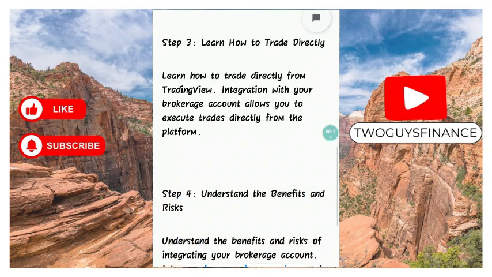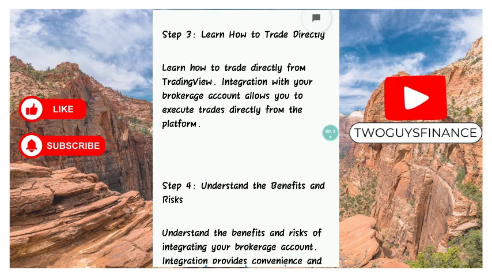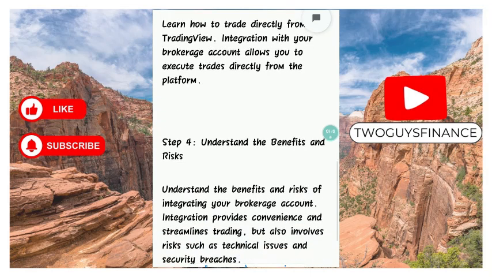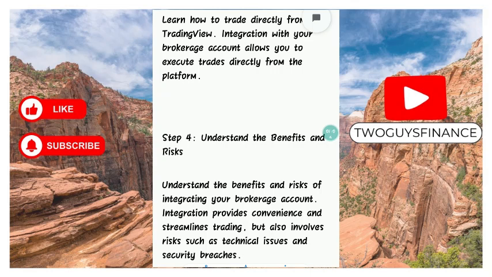And the fourth step is to understand the benefits and risks. So you want to make sure that you understand the benefits and risks of integrating your brokerage account, because integration provides convenience and seamless trading, but also involves risks such as technical issues and probably security breaches.